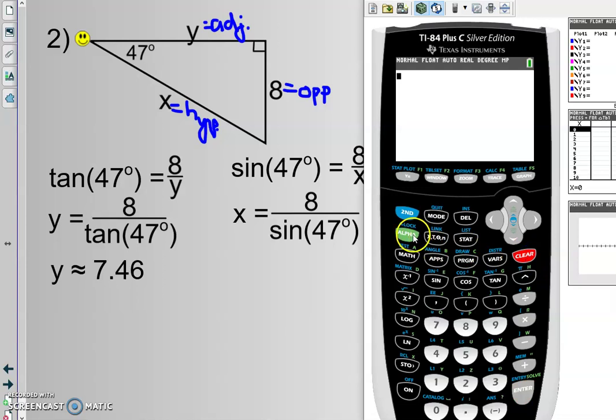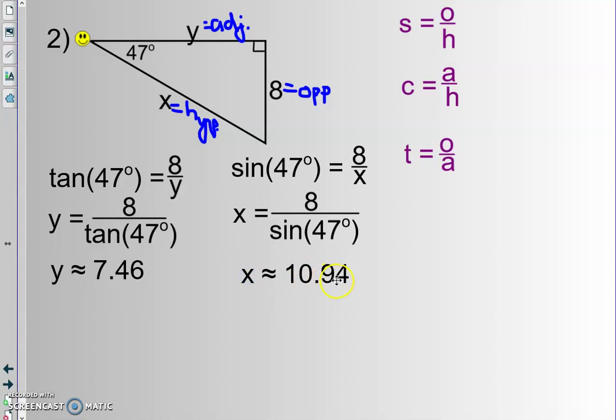In your calculator, by the way, some of you might notice these shortcut keys, alpha F1, gives you the fraction shortcut. You can type that in as a fraction. It's kind of a nice little thing to know. And we get 10.94 for x. So x is about 10.94. Again, this is a lot like what we did for tangent. We just have two new functions, sine and cosine.